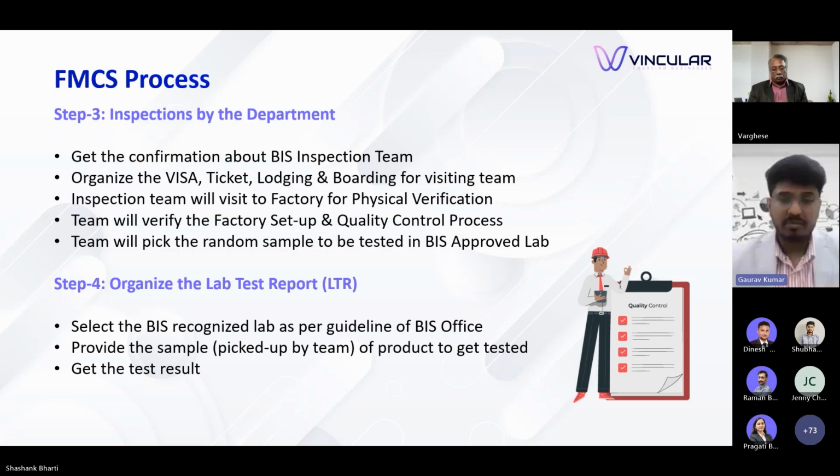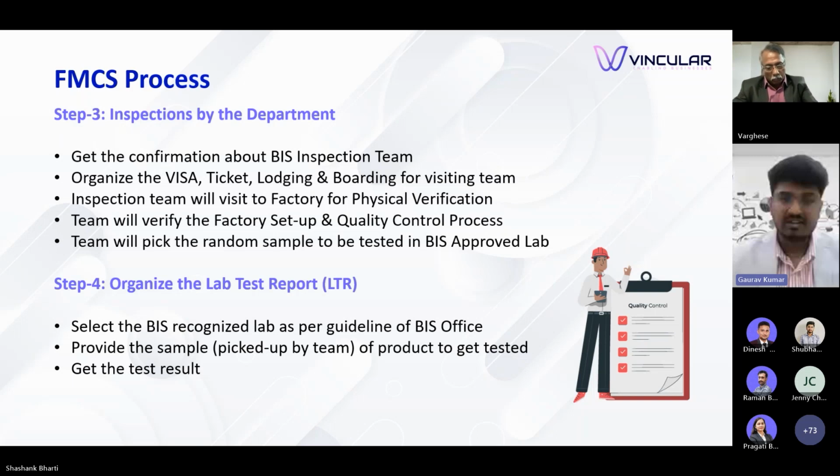Once the officer is satisfied with the audit, they will pick some random samples to be tested in any of the BIS approved laboratories under the independent testing procedure. Now in step 4, once the officer submits their audit report to the branch office or the head office, the applicant will receive an email communication stating that they have to send the sealed and signed sample to any of the designated laboratories for independent testing. And then we have to wait for the test results.